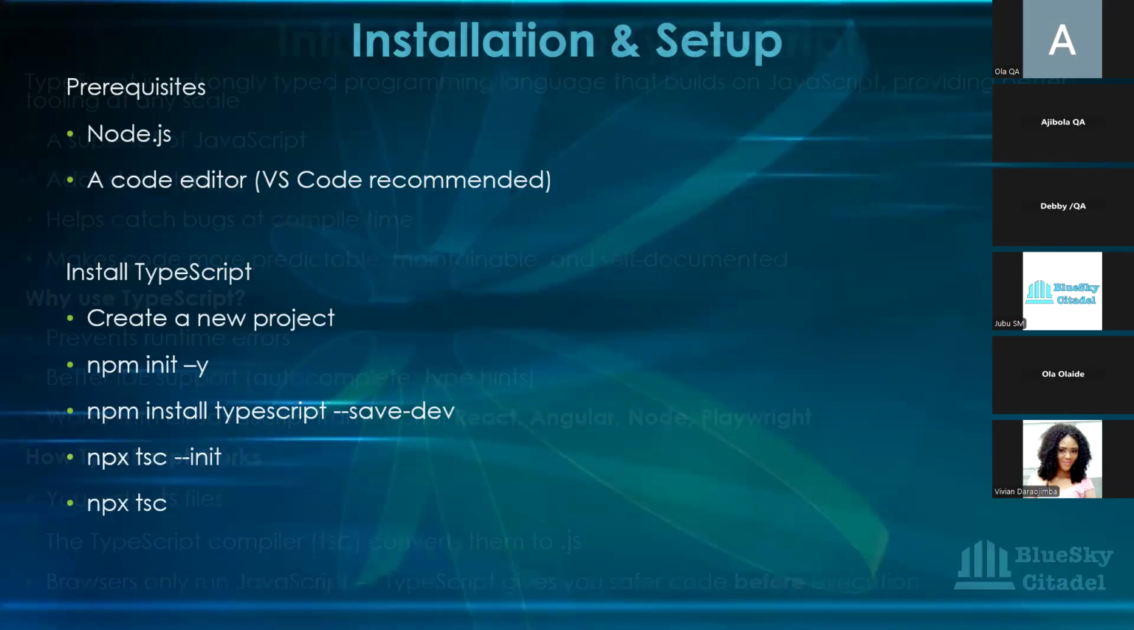In order for us to install TypeScript, we just need to create a new project. We'll do npm init -y. The init means initialization, and the y means yes, meaning that we accept the defaults, right? Then we should do npm install typescript. We can also do install typescript --save-dev, or -D for short. So either we add it as a dev dependency, or we add it as a normal dependency.